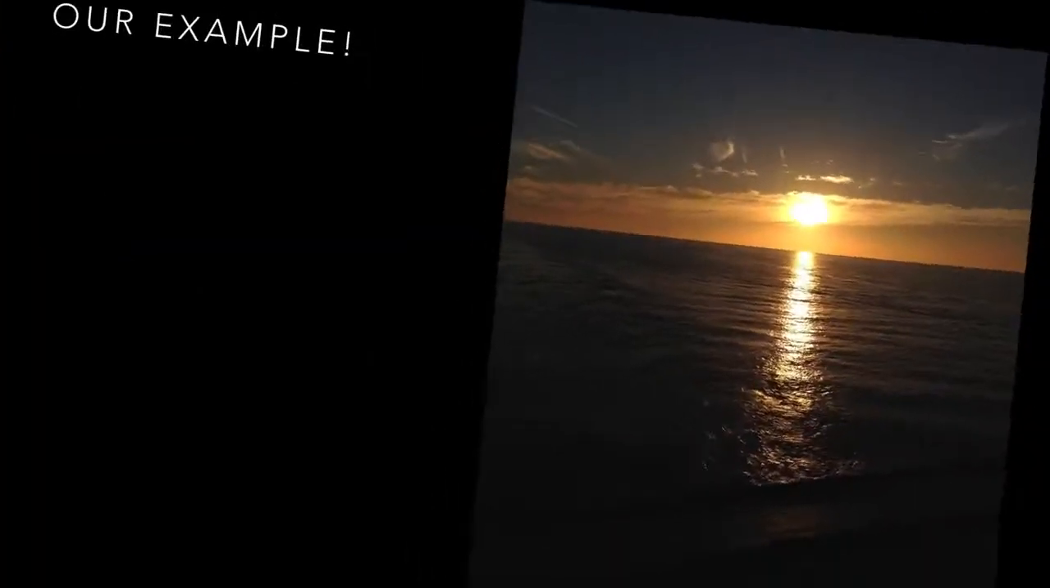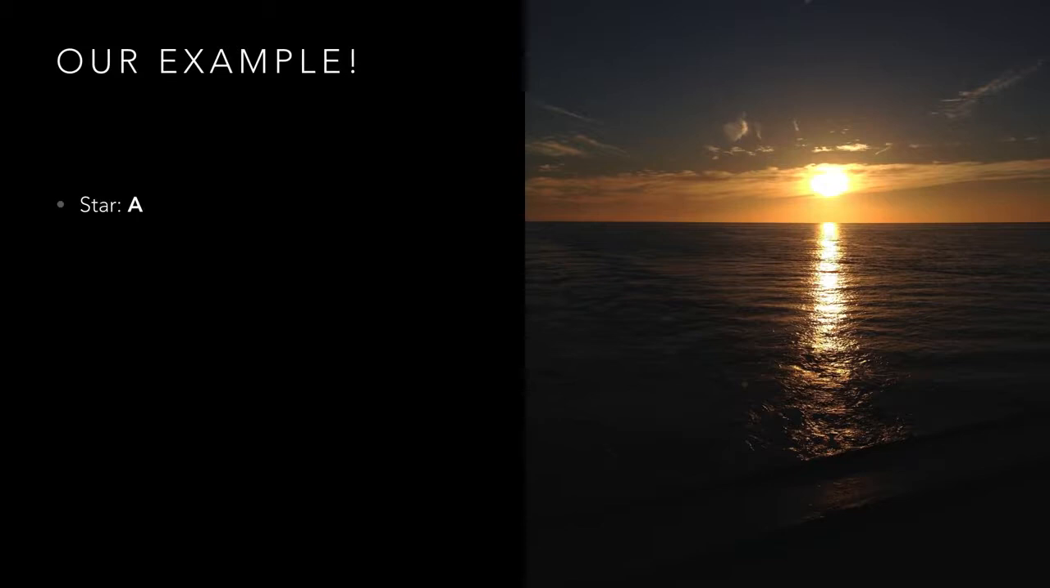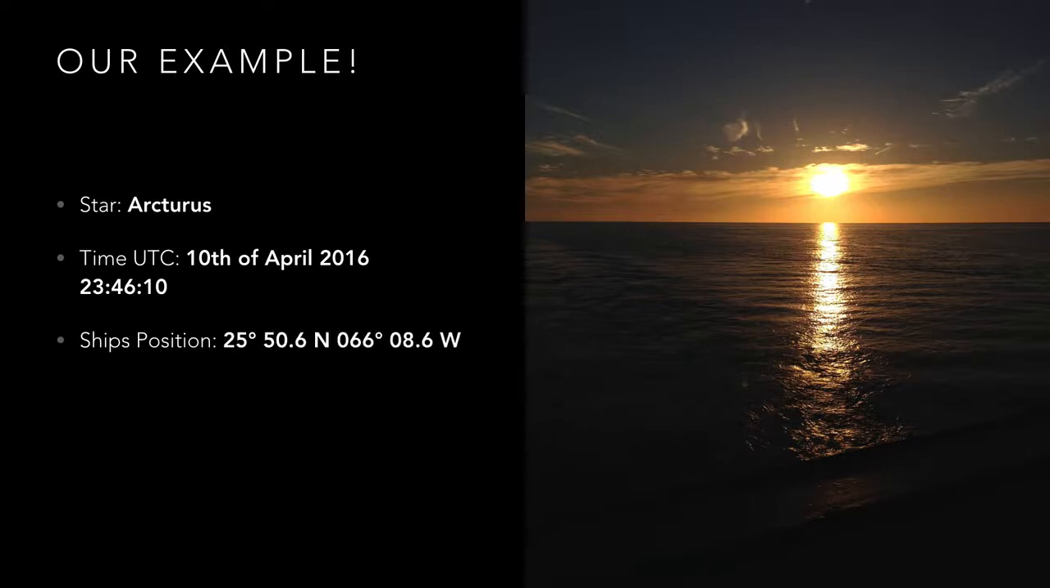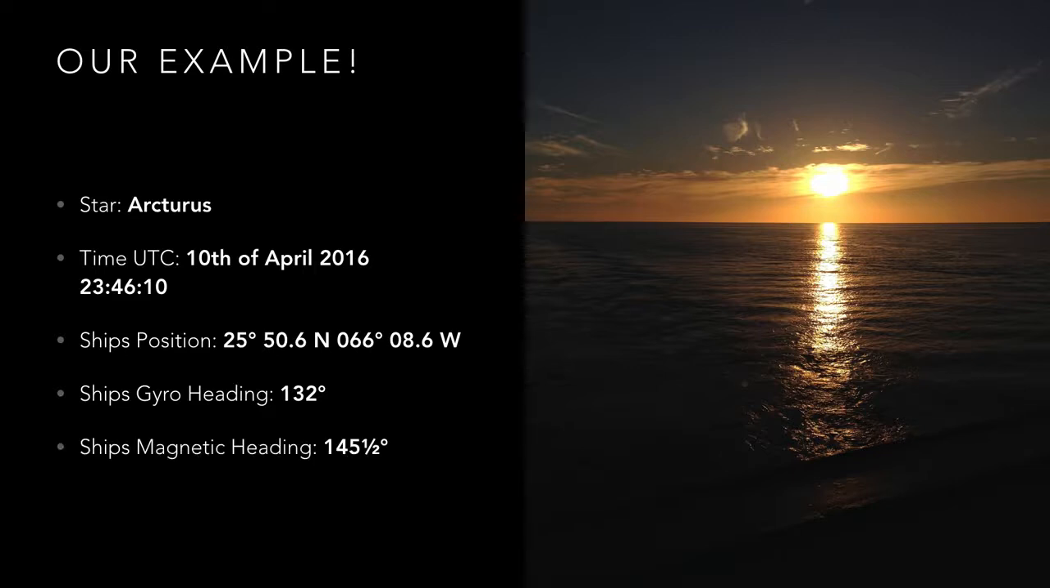For this example, we're using the star Arcturus. It's the 10th of April 2016 and the time is 23:46 and 10 seconds UTC. We are in a position of 25 degrees 50.6 north and 066 degrees 08.6 west. The ship's heading was 132 degrees by gyro compass and 145.5 degrees by magnetic compass. Lastly, our observed bearing of the star was 075 degrees.